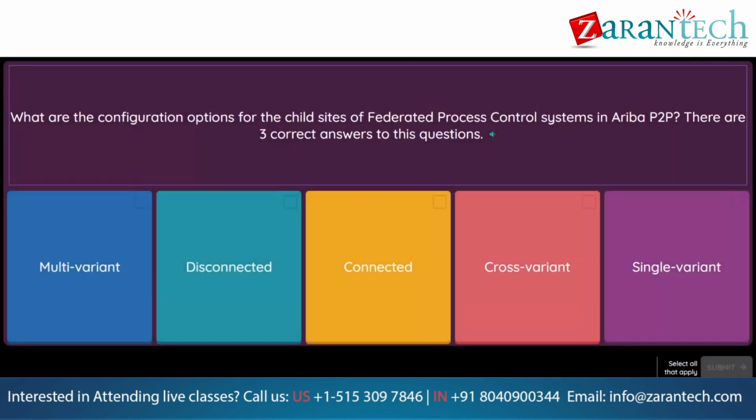Question: what are the configuration options for the child sites of federated process control systems in Ariba P2P? There are 3 correct answers to this question. Option 1, multivariant. Option 2, disconnected. Option 3, connected. Option 4, cross variant. Option 5, single variant.